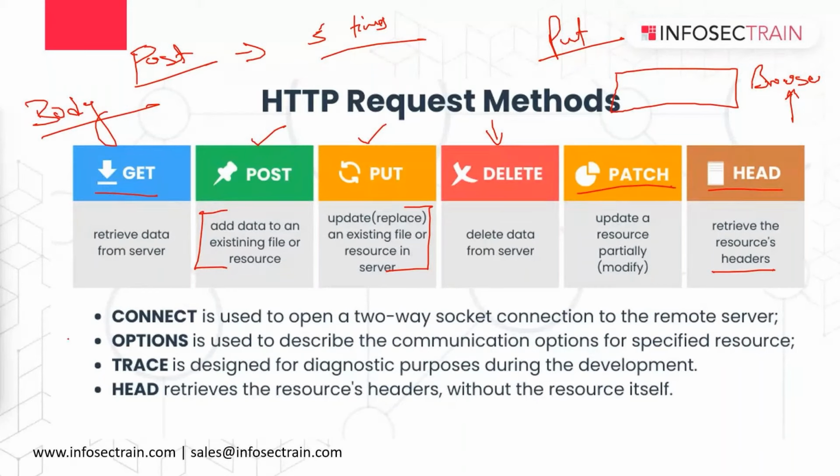Then there are some other methods as well, like CONNECT. It is used to open a two-way socket connection to the remote server. What is a socket? You can call it the endpoint of a bidirectional communication, right? A socket is open when you bind an IP to a port number and it starts accepting connections. That's called a socket. So if you want to open a socket and connect to any device or let another device connect to you, then you will use CONNECT, right?